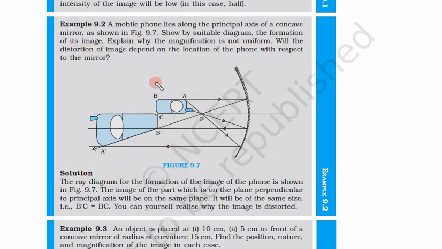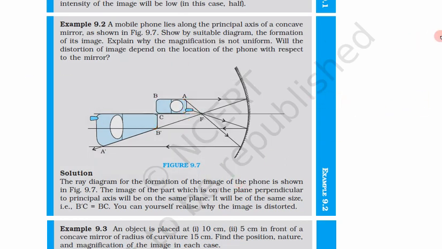So the ray diagram for the formation of the image of the phone is shown in this figure. The image of the part which is on the plane perpendicular to the principal axis will be on the same plane. So what we can see here, this BC and this CB dash are of equal width, but this, let us say this point D, this AD or A dash D is much larger than this width. So why is it happening?